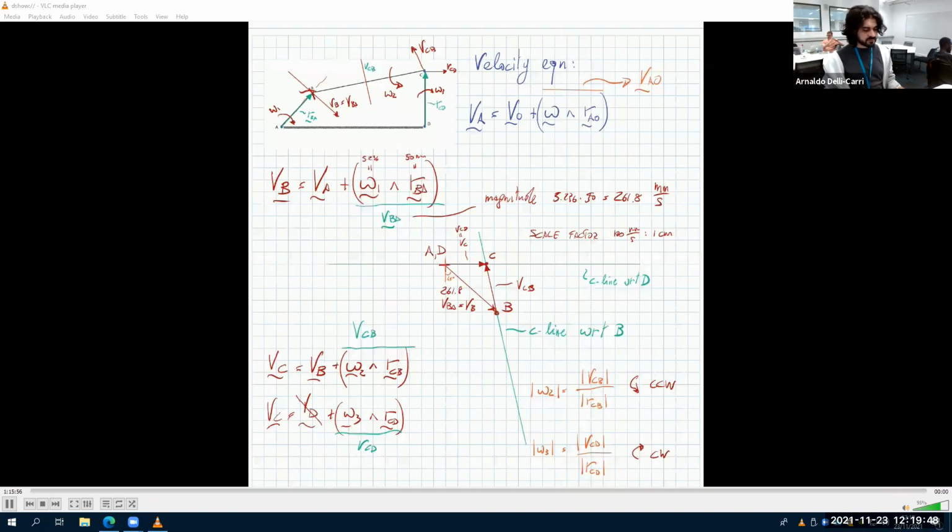In the same way, you look at VCD, which is this vector here. This is the velocity of C as if D was fixed, which is exactly the case. That's why it's also VC absolute. So this is going right. D is fixed, and so the only way this can work is if omega 3 is clockwise. Omega 3 is clockwise. Okay.